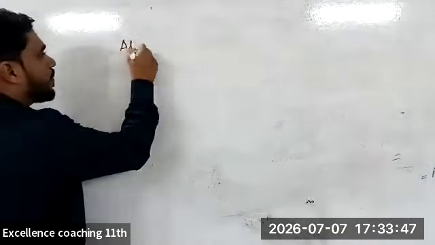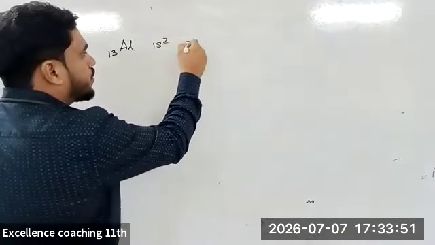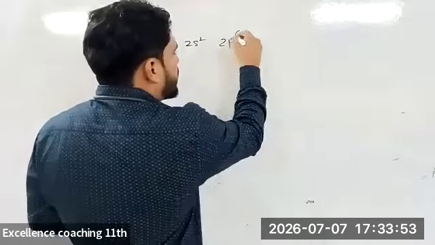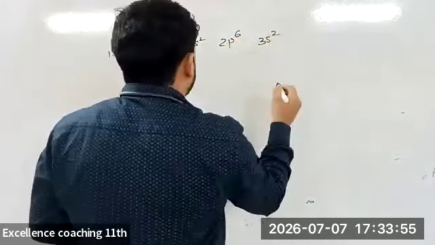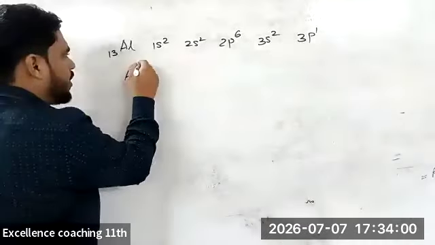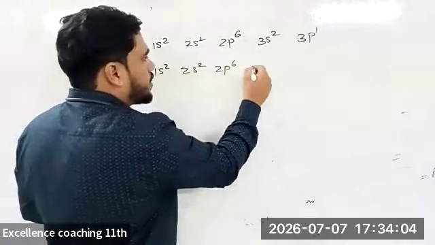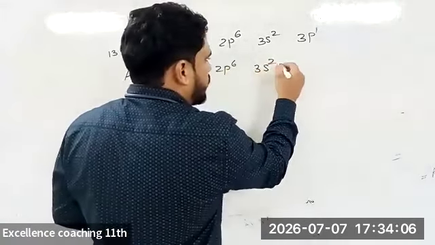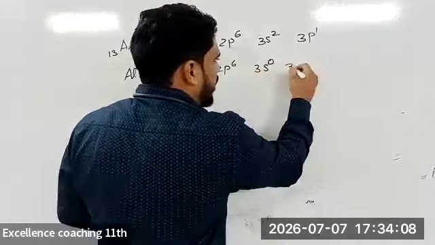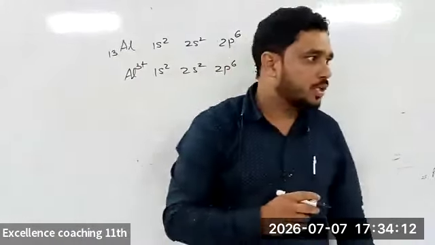So aluminium, atomic number is 13: 1s2, 2s2, 2p6, 3s2, 3p1. Aluminium 3 plus: 1s2, 2s2, 2p6, 3s2, 3s0 आणि 3p0. एक क्वेश्चन विचारता मग. One question I will ask.